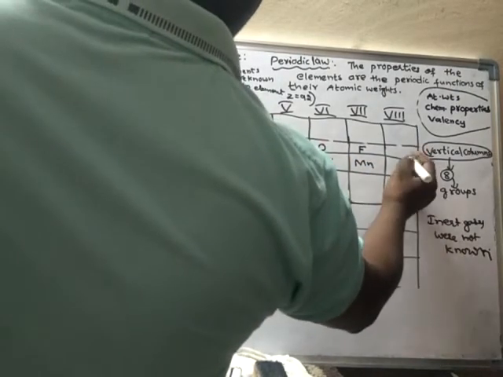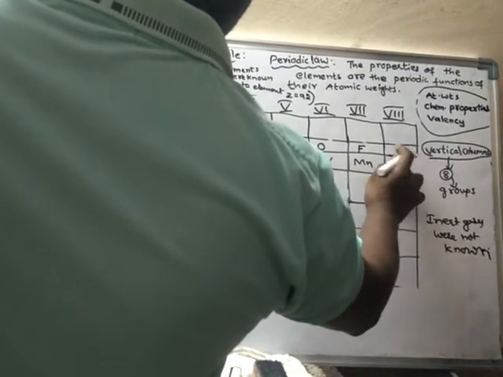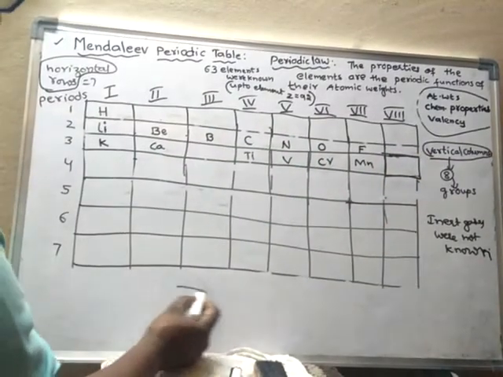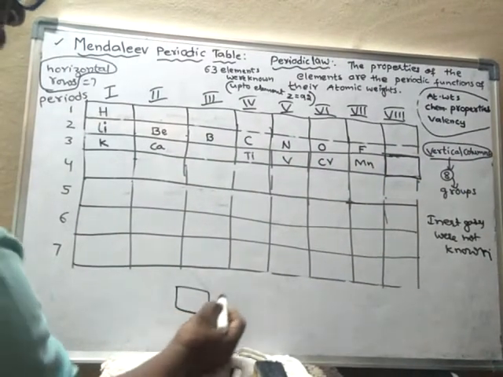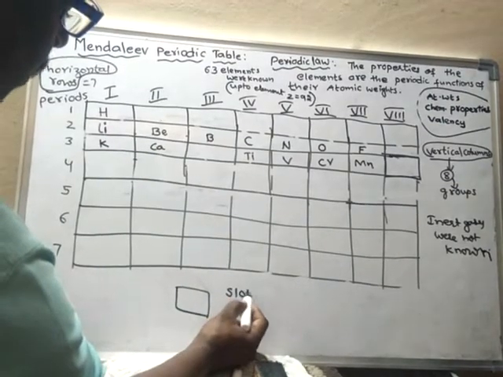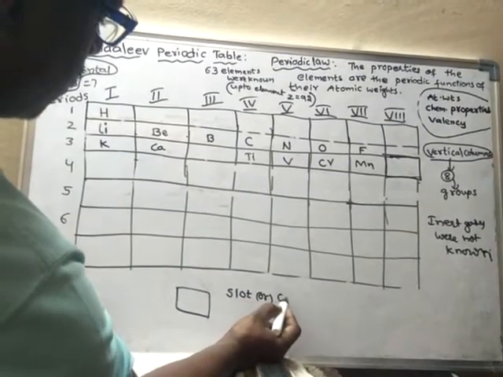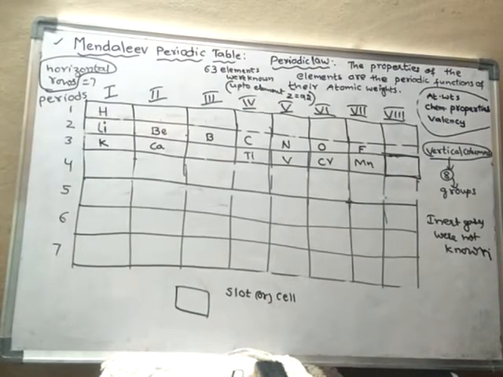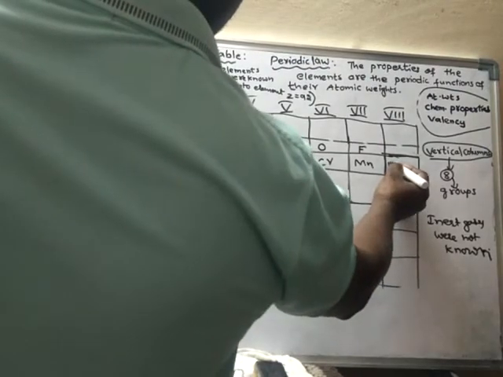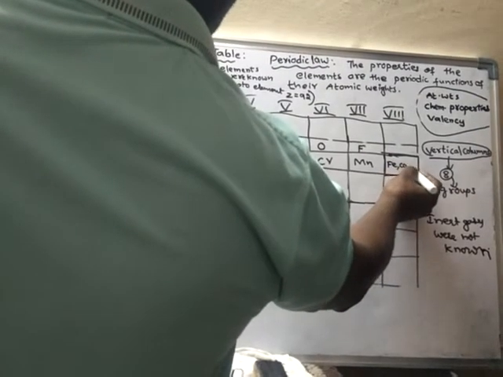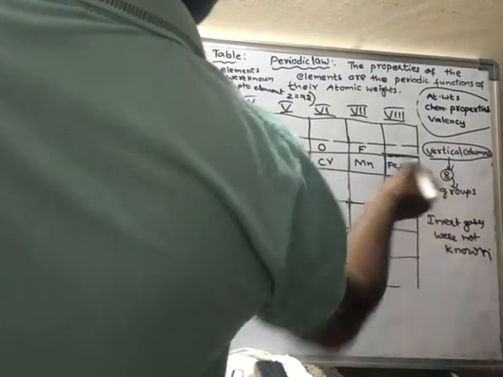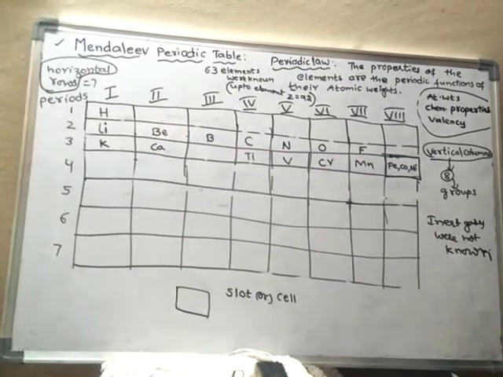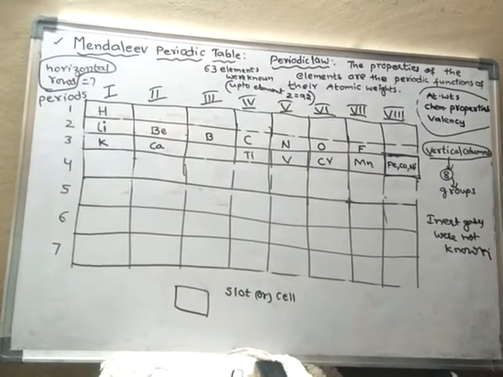And here, in this one slot only, one cell. So this is called a cell or slot. In the same slot or in the same cell, he arranged three elements: iron, cobalt, nickel. He arranged three elements in the same slot, in the same cell.